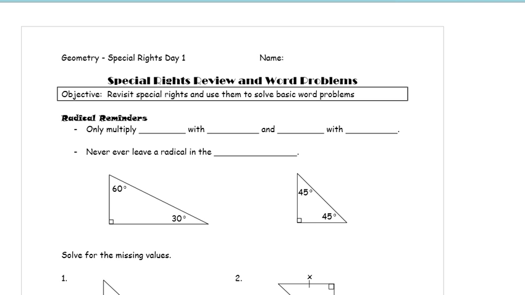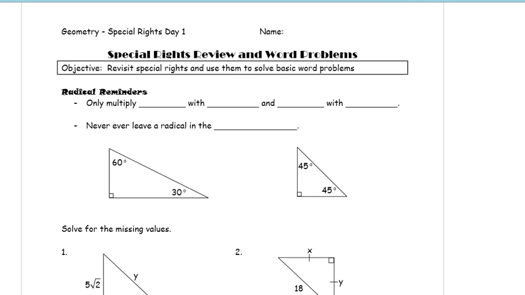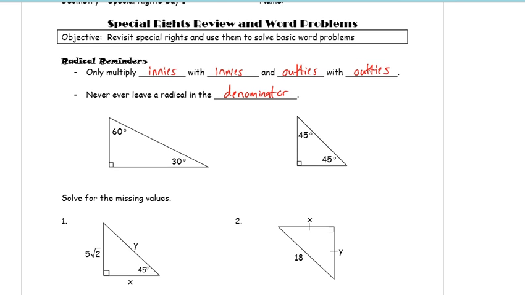So a couple of reminders with radicals. Radicals are anything underneath a radical sign or a square root sign. First, we can only multiply the innies with the innies and outies with outies. Belly buttons, if you want to think of it like that. Innies multiply together, outies multiply together, never combine them. We also want to make sure we never ever leave a radical in the denominator. Again, things we've talked about before, and you saw in Algebra 1.